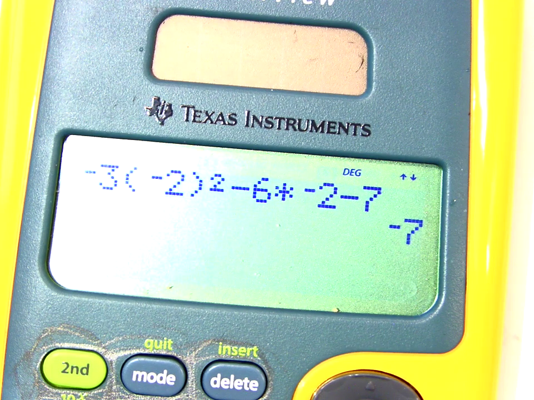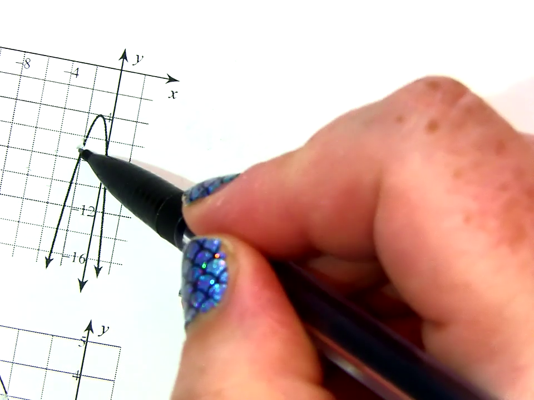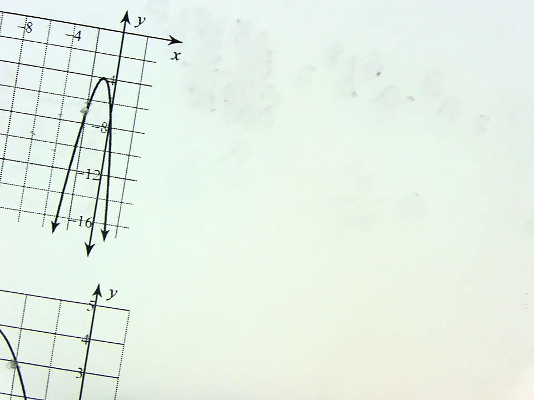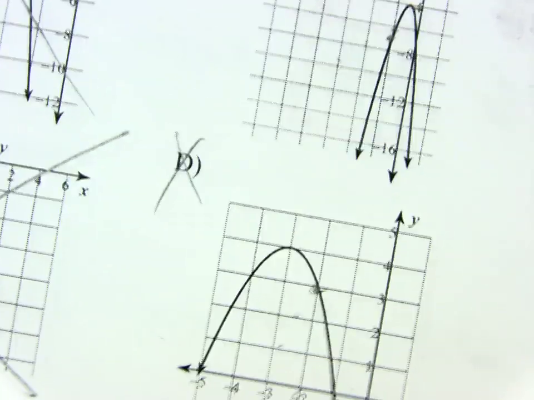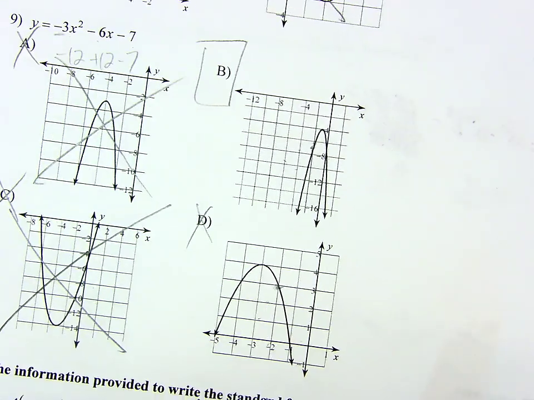So, -2, -7. That means it's got to be B, because if it had been D, it would have come out to be a +3, and it didn't. So, it's got to be B.